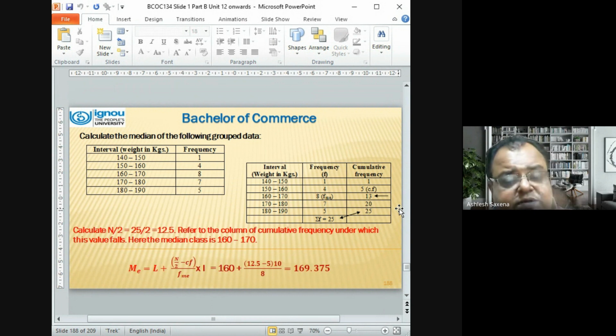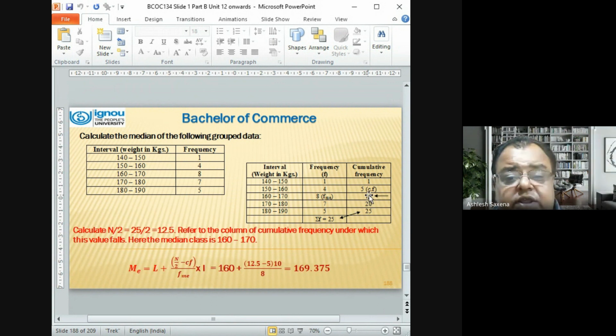There are two ways: where 12.5 is there, and a number greater than 12.5. So we can see that a number greater than 12.5 is 30. So we will mark an arrow over here, and this will be the class of our study. Now the formula is L plus (n by 2 minus Cf) upon f into i. Your L is this 160, the lower limit. N by 2 is 12.5.